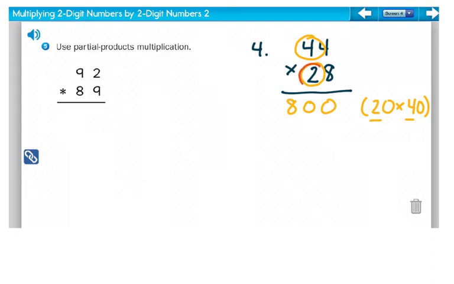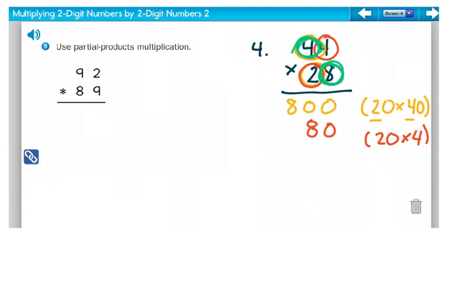Next, I'm going to take the value of the 2 times the value of the 4, 20 times 4. Again, just extended facts, which we did in lesson 4.1. 20 times 4 is 80. Then I'm going to go ahead and take the value of the 8 times the value of the 4. So 8 times 40. Well, 8 times 4 is 32 with 1 zero behind it. 8 times 40 is 320.